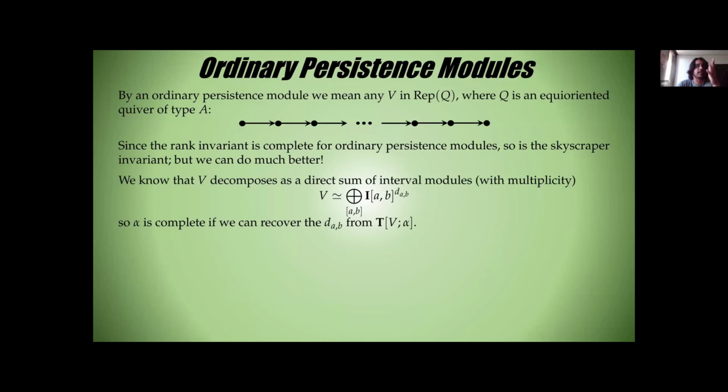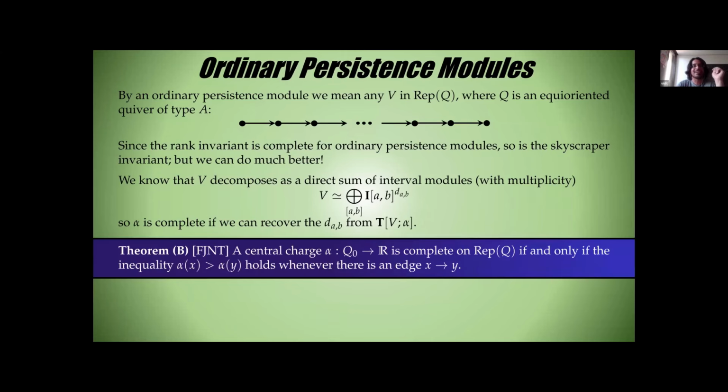So we know that any reasonable persistence module decomposes as a direct sum of interval modules, and all we need is to recover the multiplicity of these AB intervals, and then we know the full barcode, and therefore we know everything. So here's a nice theorem. You remember we're supposed to assign numbers to vertices. As long as your numbers are strictly decreasing from left to right, a single central charge with that property is complete. So if you give me that central charge, the Harder-Narasimhan filtration along that will recover all of the bars.